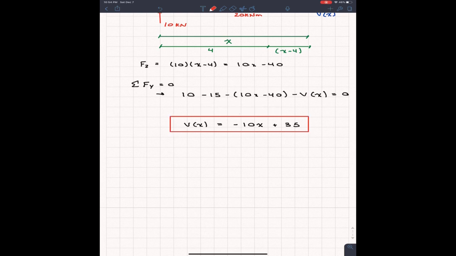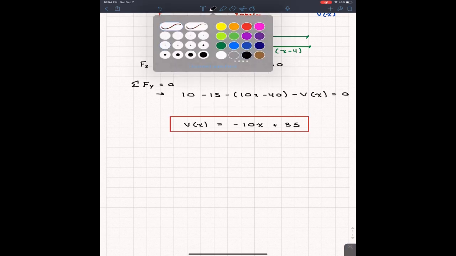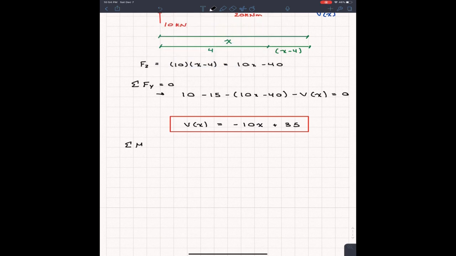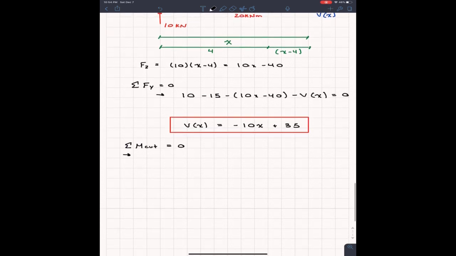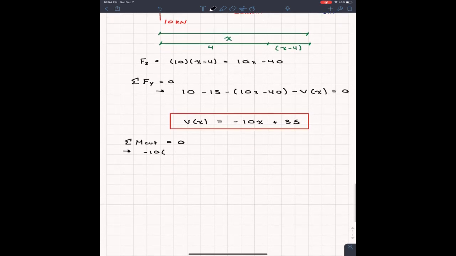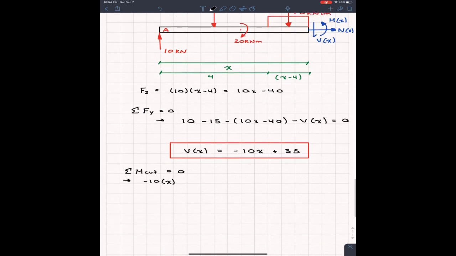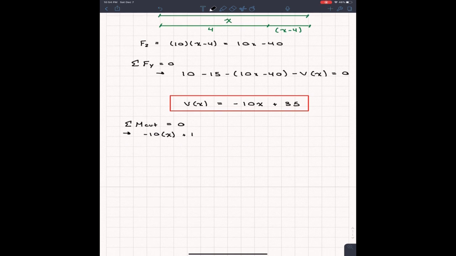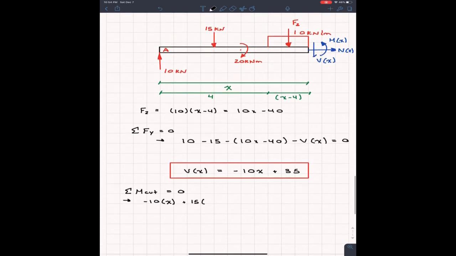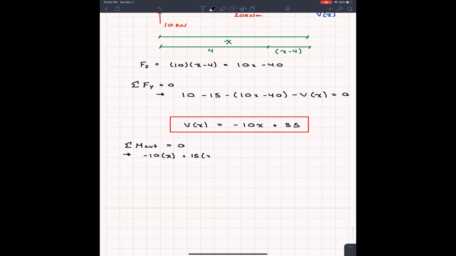Right there. And now we can do the same thing for the moment. We come down here and go sum of the moments. Remember, when you cut beams, it's always best to take the sum of the moments about where you cut the beam. We have 10 kilonewtons creating a negative moment, so negative 10, and the distance between point A and the cut is x. Then we have 15 kilonewtons going downwards, so this one creates a positive moment, and the distance is x minus 2 meters. This is going to be x minus 2.